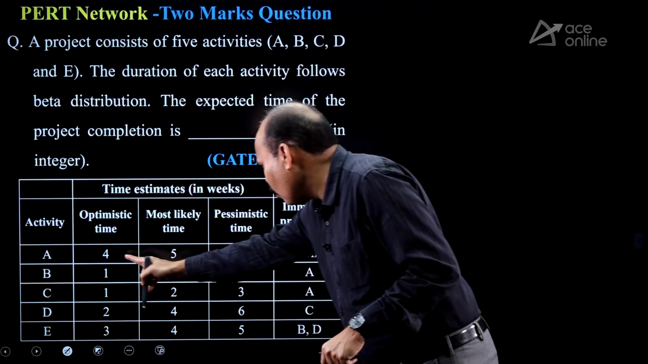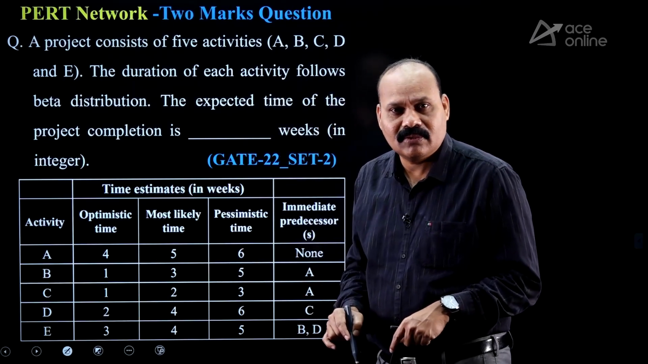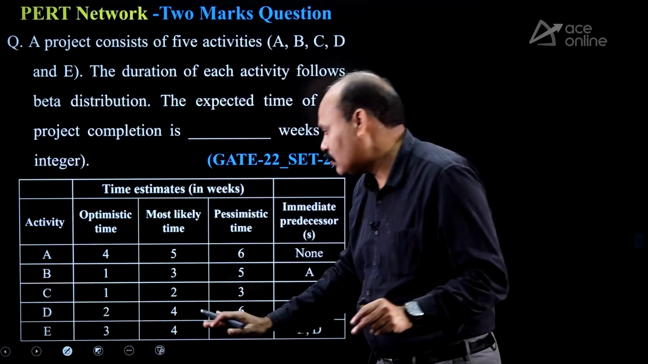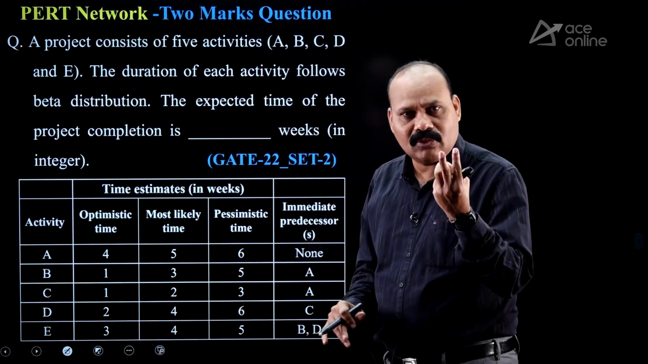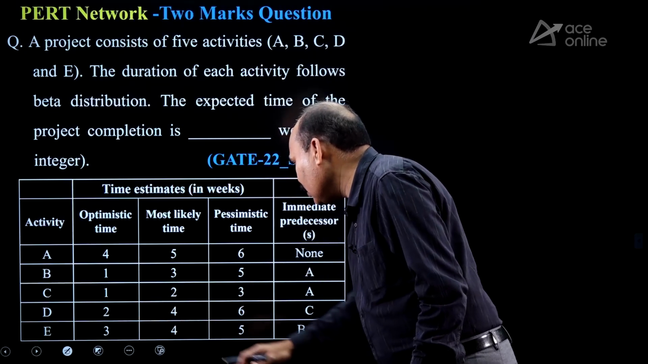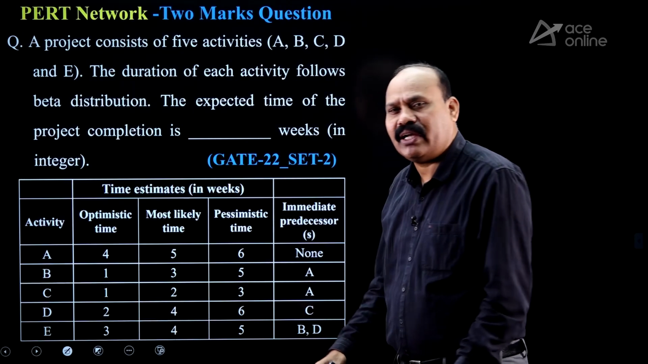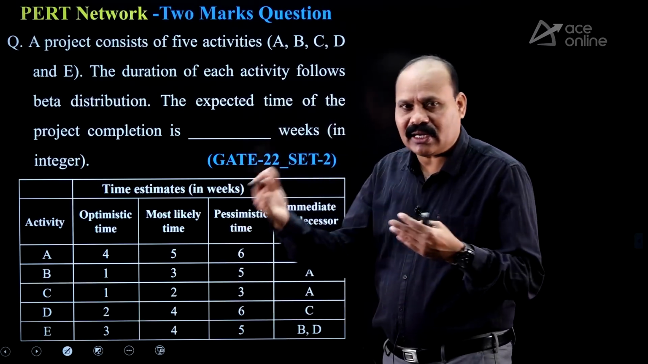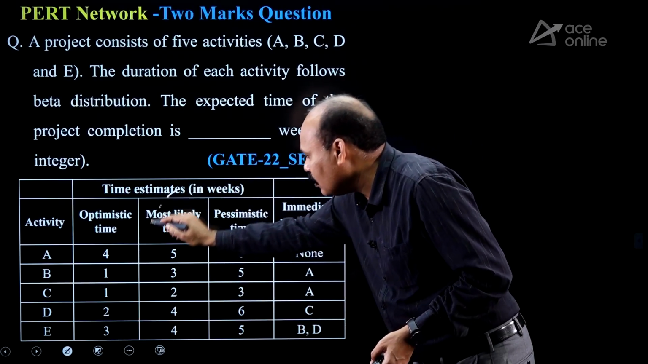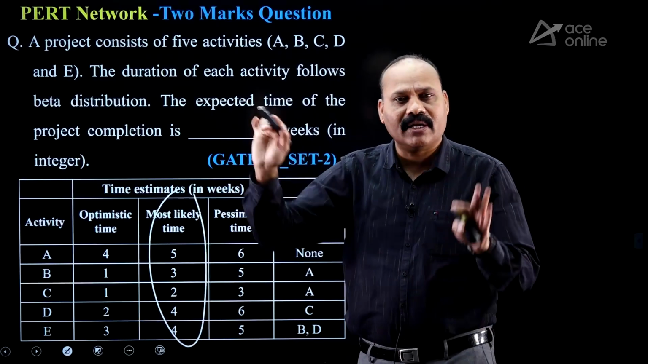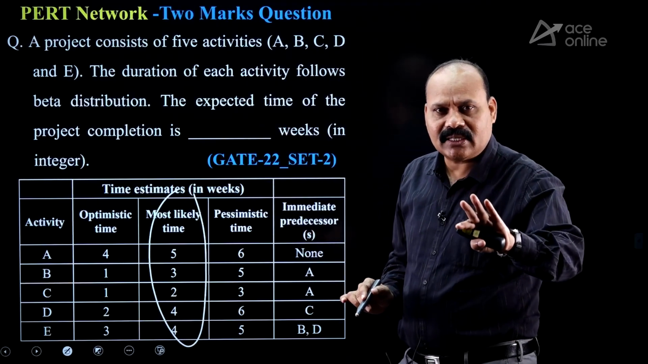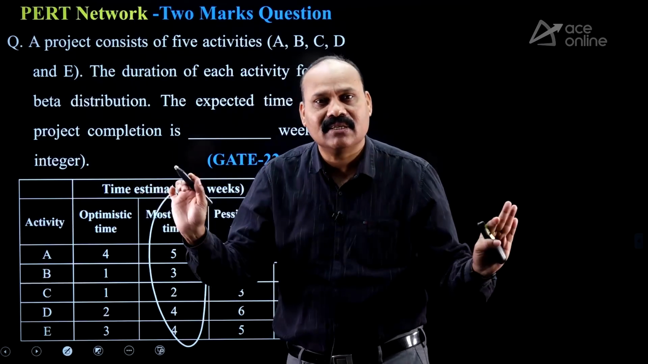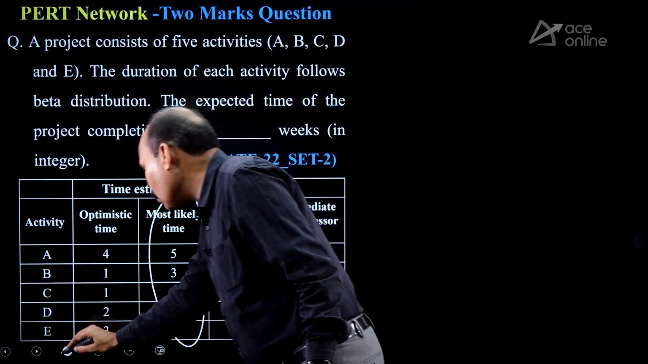Just check it out. 4, 5, 6. Good, right? 4, 5, 6 is an arithmetic progression. You can take directly 5. 1, 3, 5, you can take 3. 1, 2, 3. 2, 4, 6. 3, 4, 5. All the 3 values are in arithmetic progression. You take any set in arithmetic series, and directly you can take the middle value. The most likely time we can use directly. If the values are in arithmetic progression, directly you can make use of the most likely time as TE. That's it. Otherwise you have to use the formula.